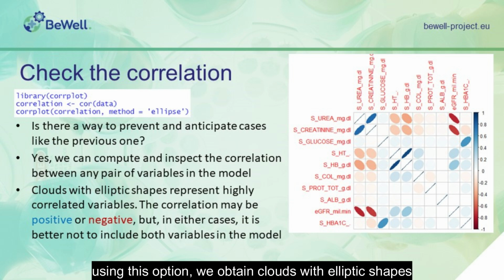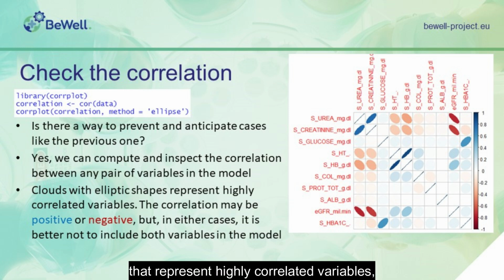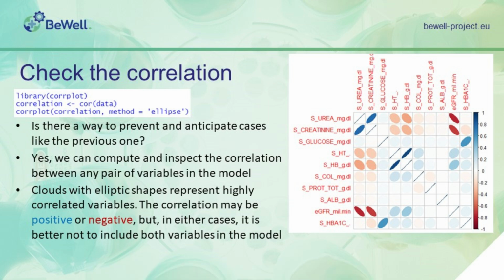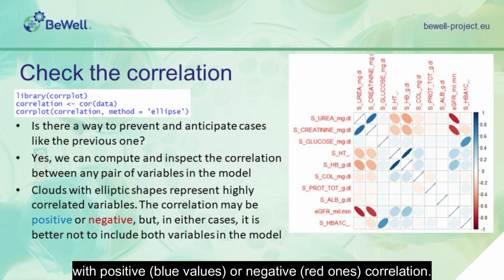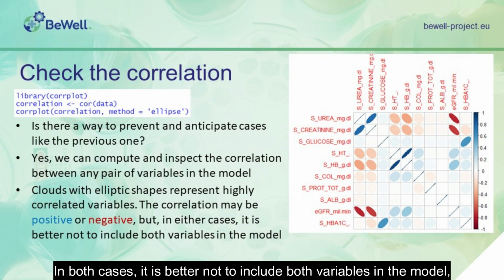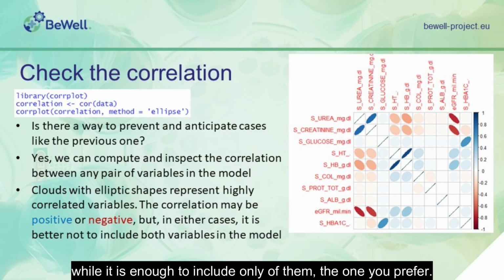Indeed, using this option, we obtain clouds with elliptic shapes that represent highly correlated variables, with positive, blue values, or negative, red ones, correlation. In both cases, it is better not to include both variables in the model, while it is enough to include only one of them, the one you prefer.